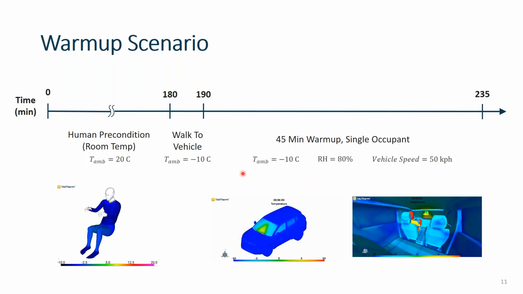Here is a description of our warm-up scenario we'll be looking at. So this is our scenario, and we'll be trying to find an optimal HVAC response given this scenario. Okay, so our ambient temperature is -10°C, relative humidity of 80%. This is pretty typical of a cold winter morning in the northern United States. We first precondition our human to a room temperature environment, so 3 hours indoors. Just get him used to an indoor environment. We then simulate a walk to the vehicle, followed by a 45-minute warm-up at speed.